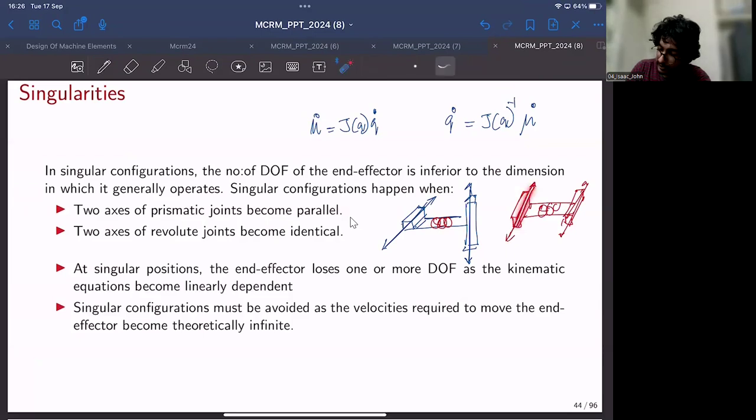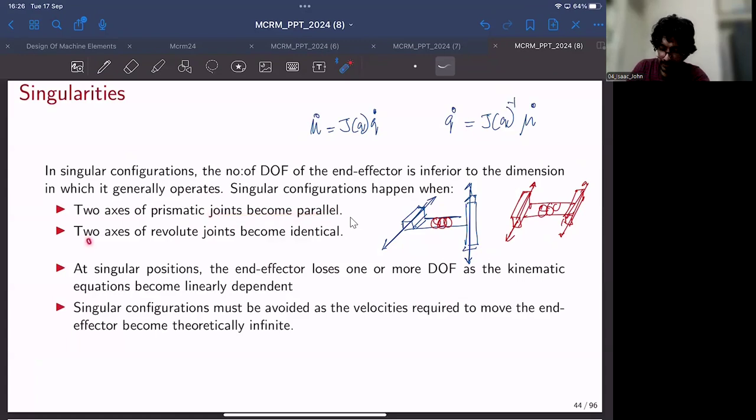So if I actuate this joint, I'll get this degree of freedom. If I actuate this joint, I'll still get the same degree of freedom. So what does that mean? It has actually lost a degree of freedom. Earlier, it could move like this, it could move like this using these two joints. But now with the same joints, you can only move like this. This vertical up and down position is sort of lost. That is where, when prismatic joints become parallel, you lose a degree of freedom.